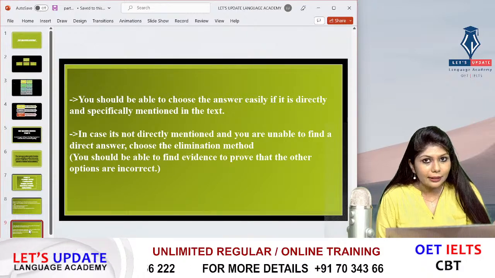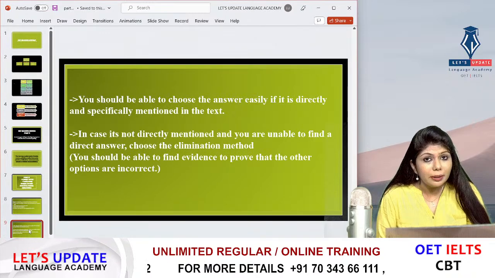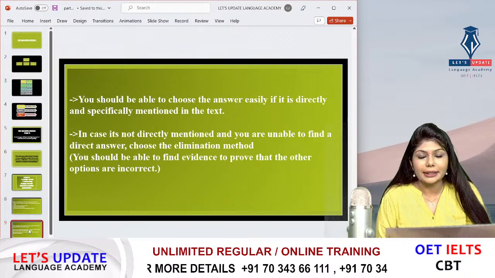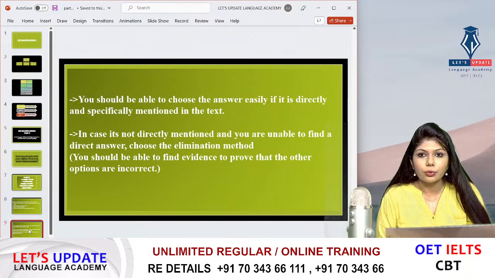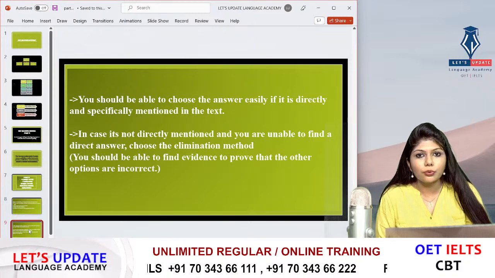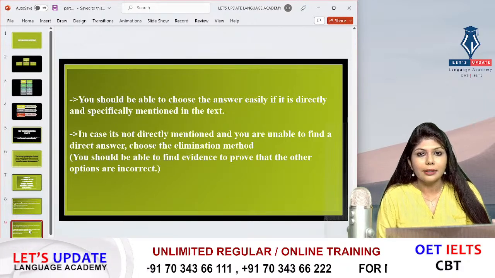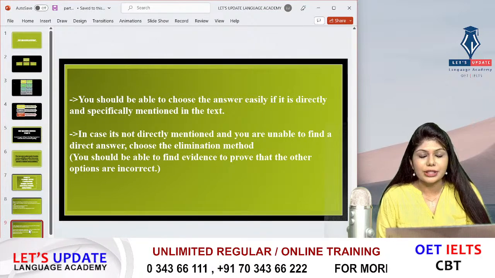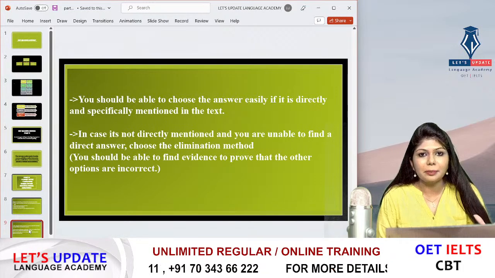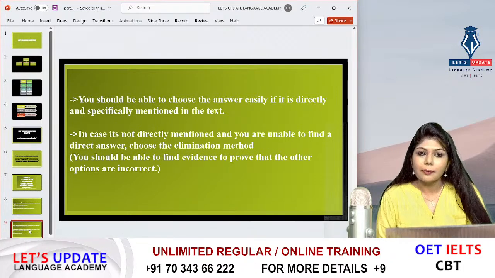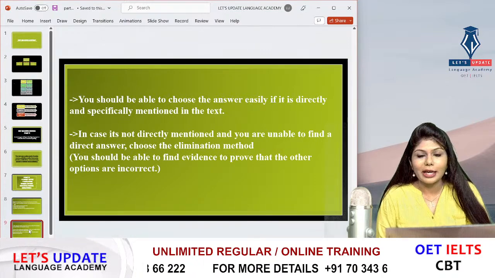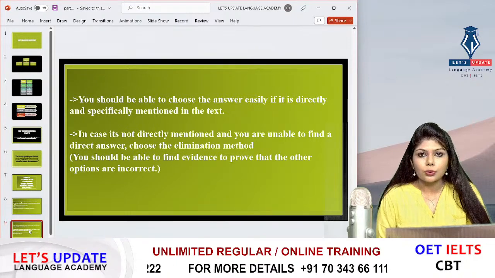In that method, you will find enough evidence to prove the other options wrong or incorrect. For example, if the correct answer is C, and you have enough evidence to prove A wrong and B wrong, then you will ultimately land on option C. Then you have to check whether option C is directly or indirectly specified. That is another approach to go about solving part B.